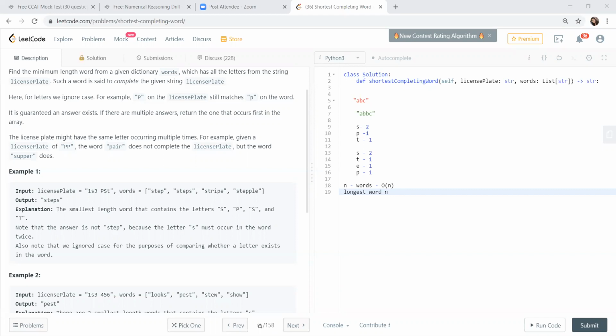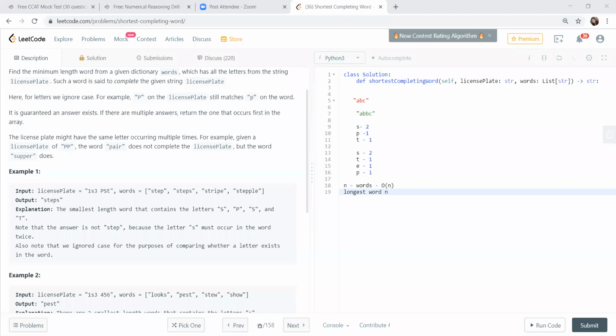In this case, the first word is not matching, so we ignore it. Then we go to the second one, the third one. Let's say for the second one we found an answer. But let's say there is a word at the very end of the array which is shorter than the second one. So anyway, we have to go through the whole array.